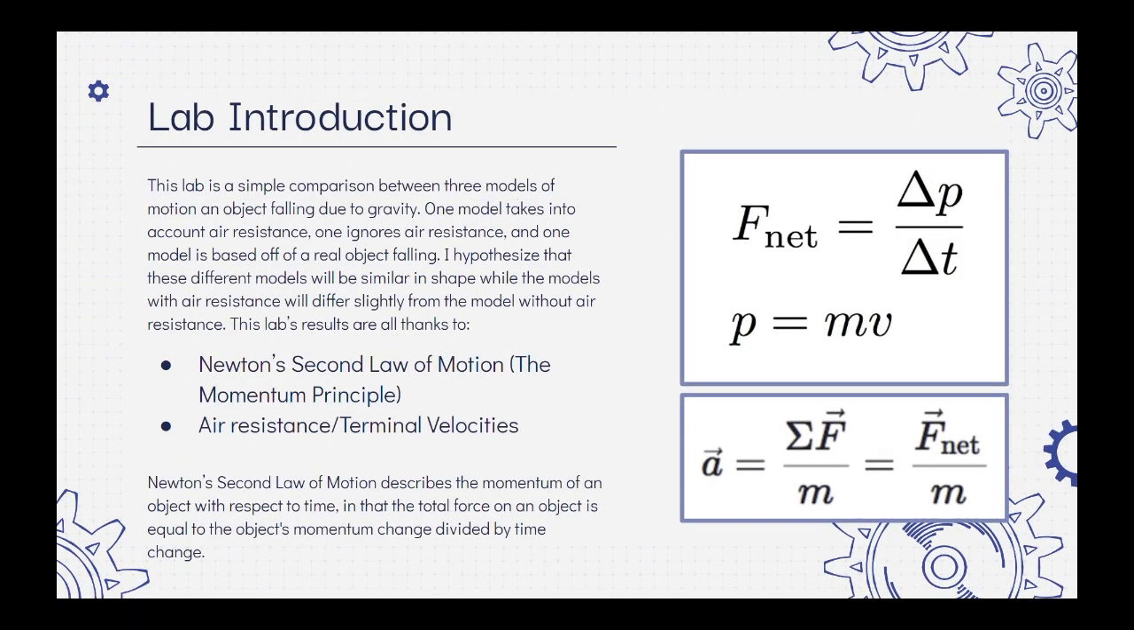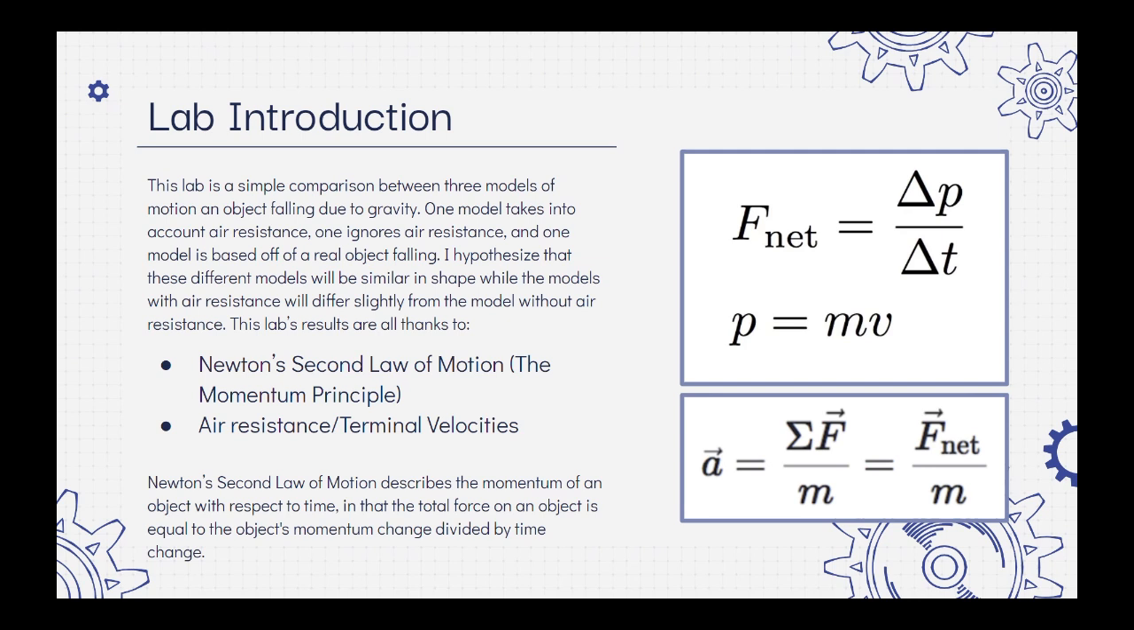So first of all, this is a simple lab comparison of three models that look at motion of a falling object due to gravity. One model takes into account air resistance, one ignores air resistance, and one of these models is based off of a real object. Just based off of this, I hypothesize that the three different models will be similar in shape, while the models with air resistance will slightly differ from those without air resistance.